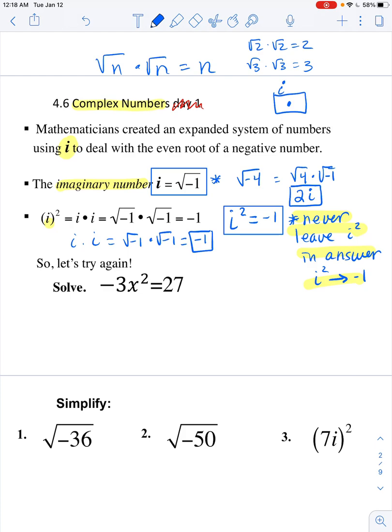So these are your two building blocks that you want to put into your brain and know from now on: that i is going to allow you to take the square root of a negative, and i squared is going to always be replaced mathematically by the value of negative 1.